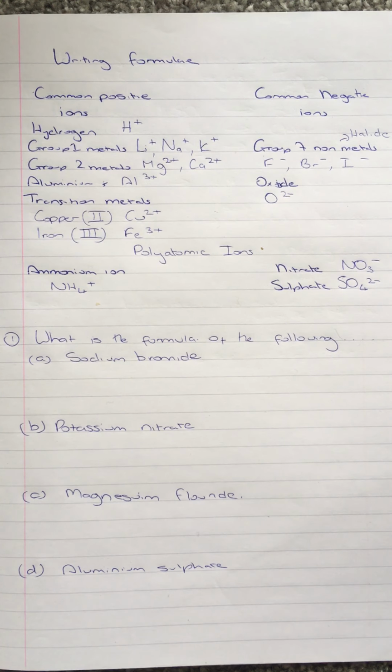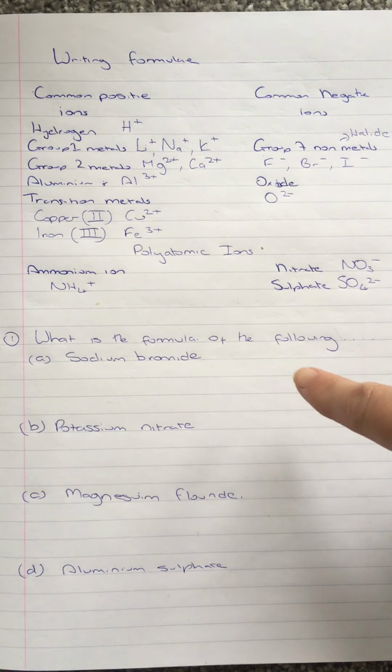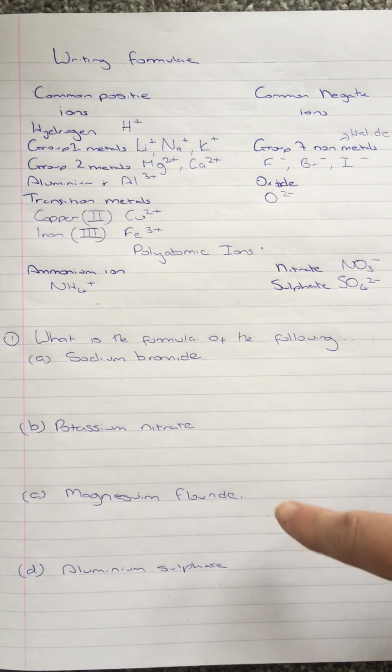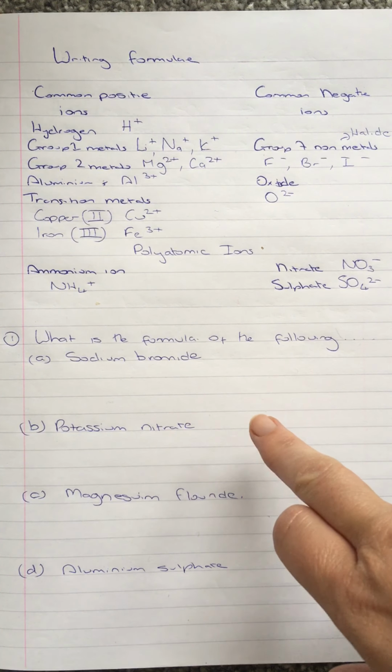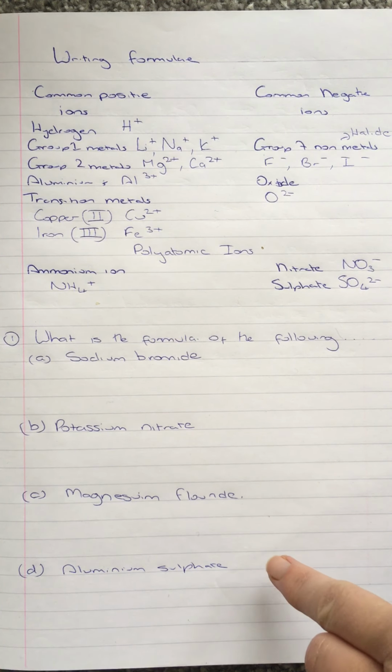Okay, this is the second video about ionic formulae, and what we're going to do now is use those ions we talked about in the last video to actually come up with the formulae of some salts. So I've got a few examples here for you: sodium bromide, potassium nitrate, magnesium fluoride and aluminium sulfate.